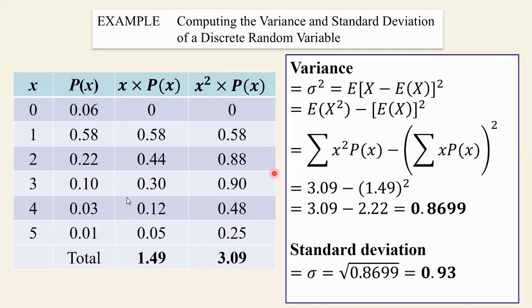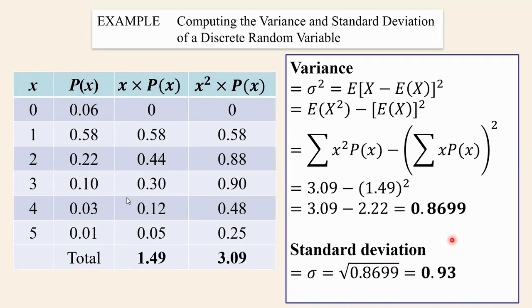So now we are going to substitute these values in the appropriate places. Summation of x squared into p(x), 3.09, minus this figure 1.49, which should be squared. So that is 0.8699. To calculate the standard deviation, denoted by sigma, we have to take the square root, that is 0.93.